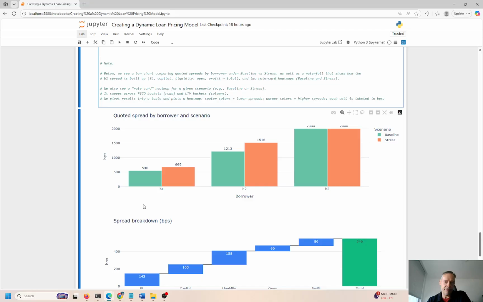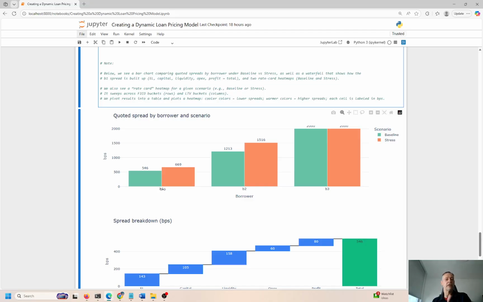So we have a couple different borrowers, number 1, 2, and 3, and then we have the baseline and then the stress test. So the stress would be more like, if there's a shock to the economy, unemployment spikes up. Certainly during COVID, we saw a lot of weirdness, a lot of people defaulting on loans. During the 2008 financial crisis, there was a huge spike. So that would be a typical stress scenario.